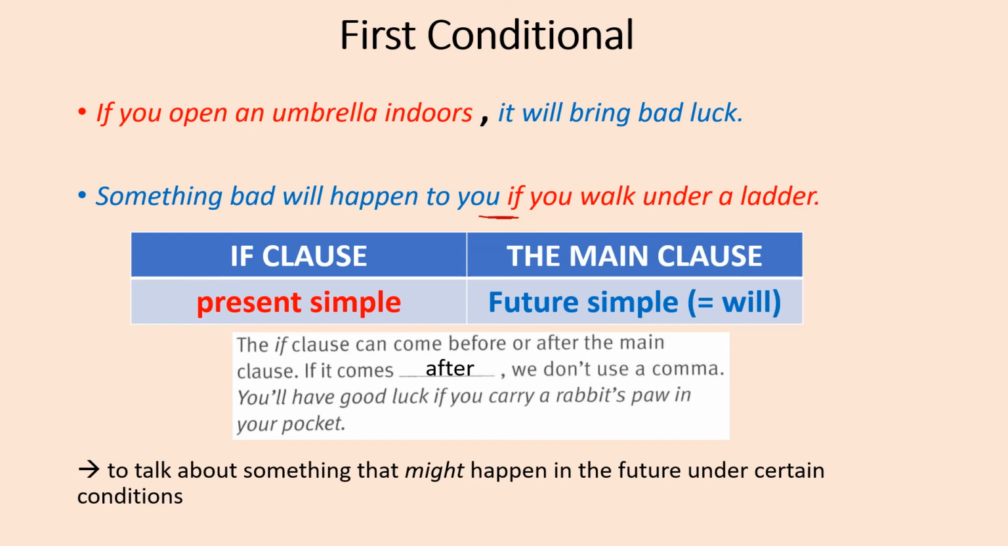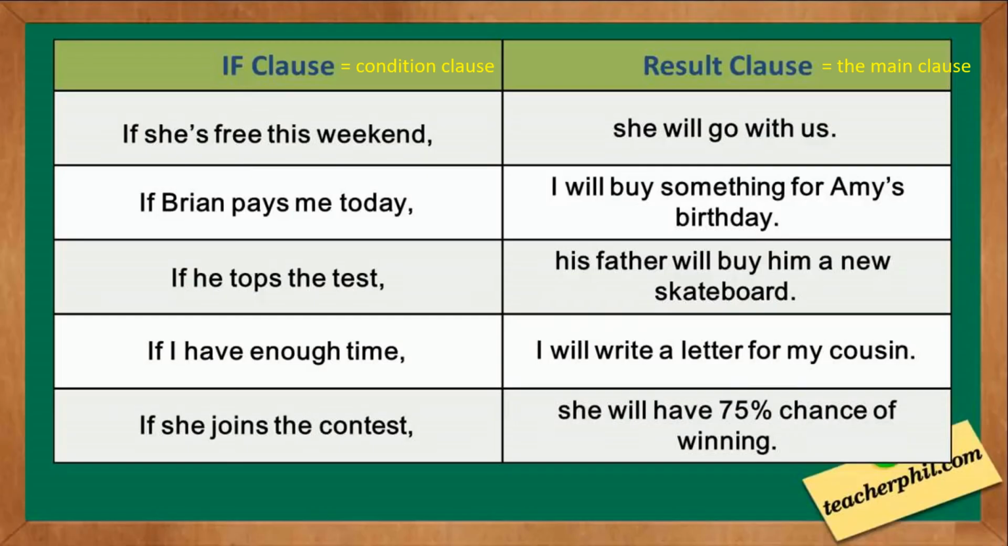And the first conditional is generally used to talk about something that might happen in the future if certain conditions are met. So on this slide you have more examples, and here you can see that the if clause is sometimes referred to as a condition clause, whereas the main clause is sometimes referred to as the result clause.